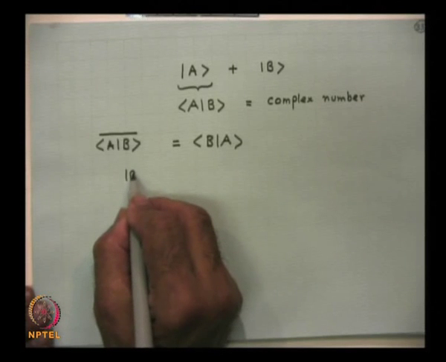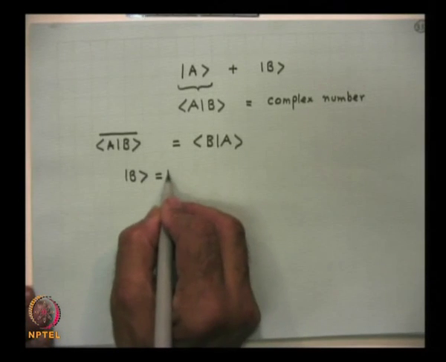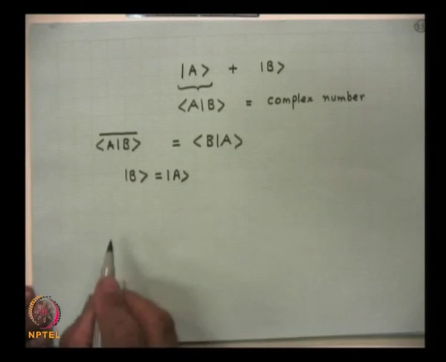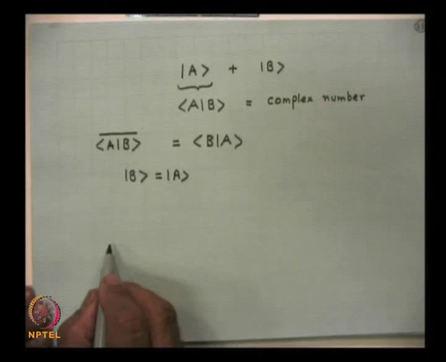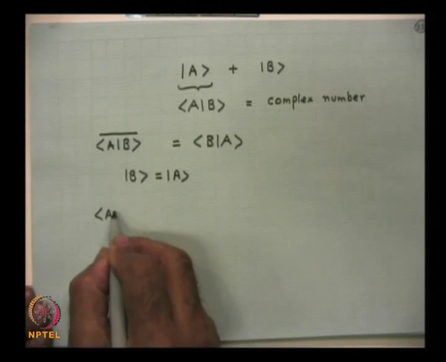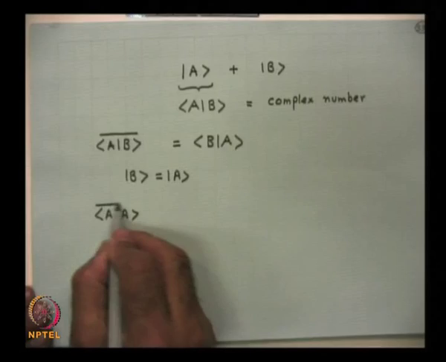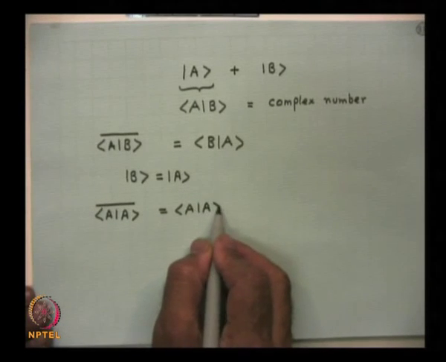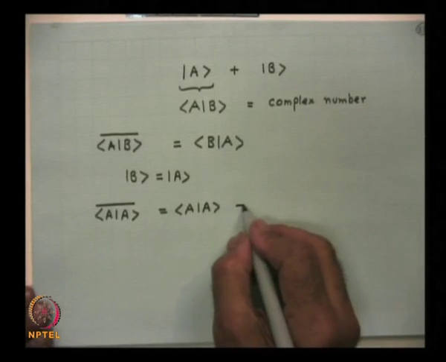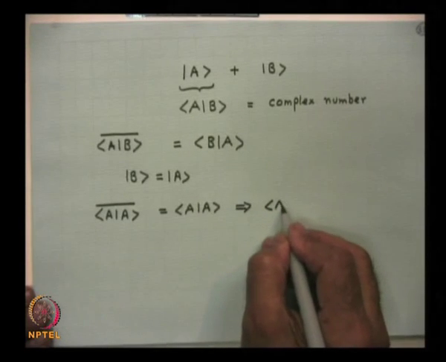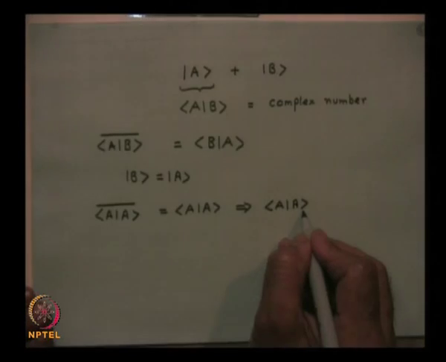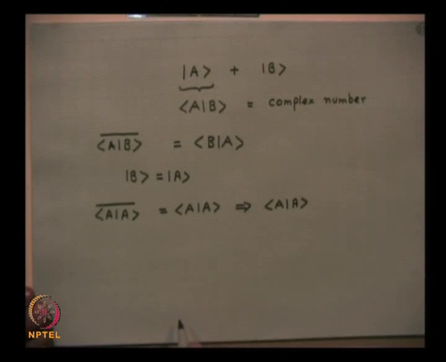Now, let us suppose I put B is equal to A. Then this tells me, this is an axiom, that I have bra A ket A, which is a number. So, this is <A|A>, which tells us that the scalar product of a ket vector with its own bra is a real number.